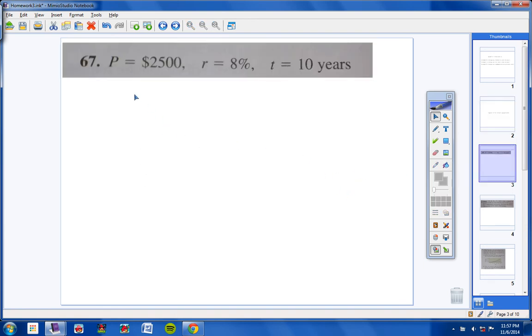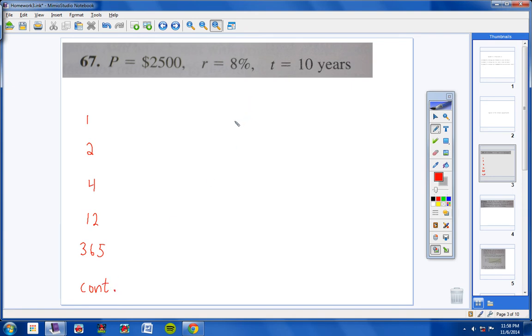Okay, number 67. On number 67, they want us to complete the table for compoundings per year: one compounding per year, then 2 per year, then 4 per year, then 12 per year, then 365 per year, and then continuous compounding. Okay, so here we go. Let's go ahead and do this.